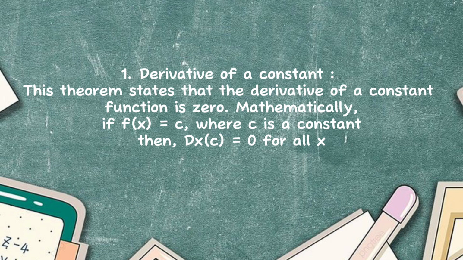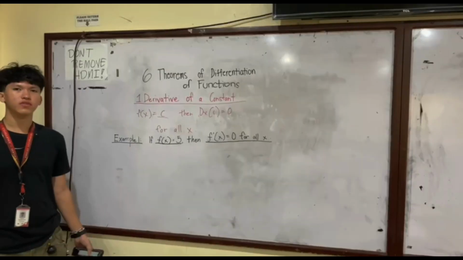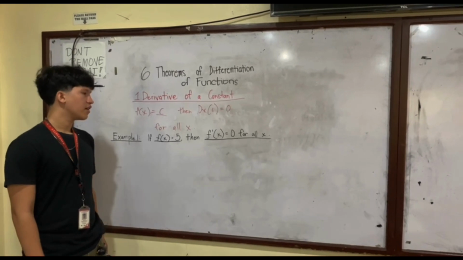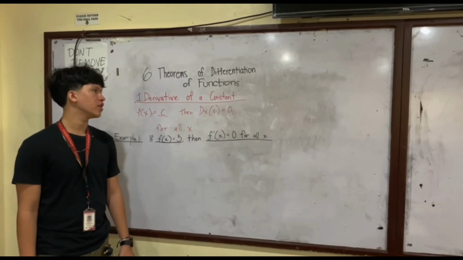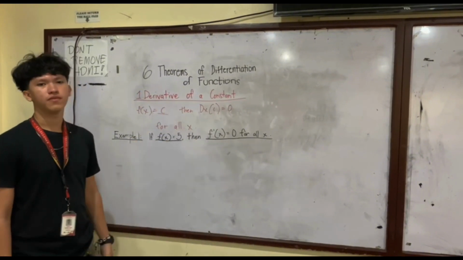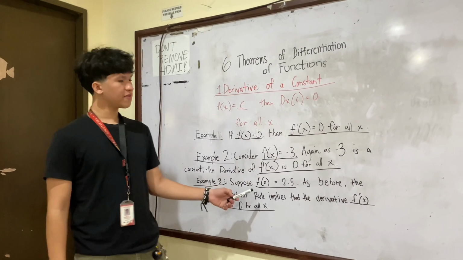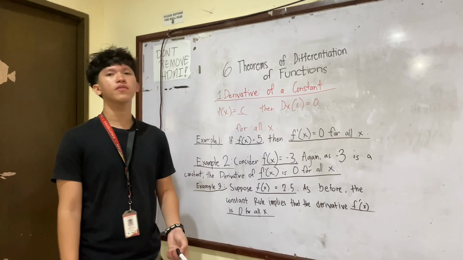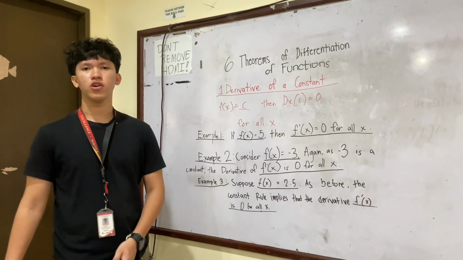Derivative of a constant. This theorem states that the derivative of a constant function is 0. Mathematically, if f of x equals c, where c is a constant, then the derivative of c equals 0. For example number 1, if f of x is equal to 5, then f prime of x is equal to 0 for all x, due to the formula provided above. For the next example, suppose f of x is equal to 2.5. As before, the constant rule implies that f prime of x is 0 for all x.